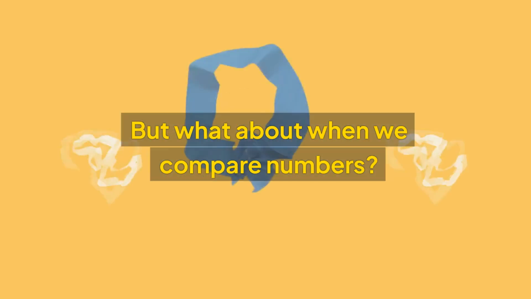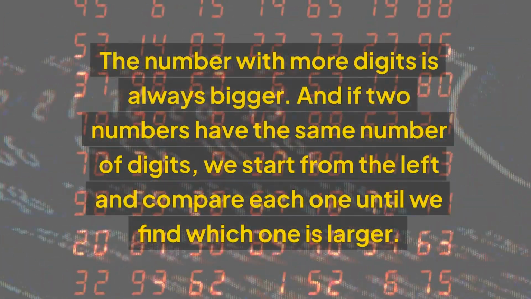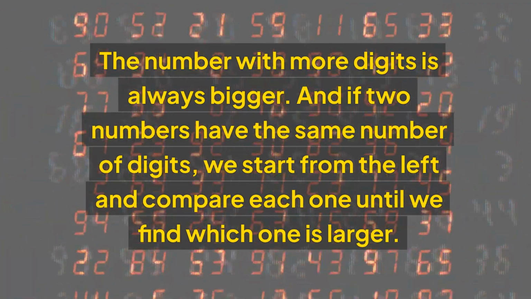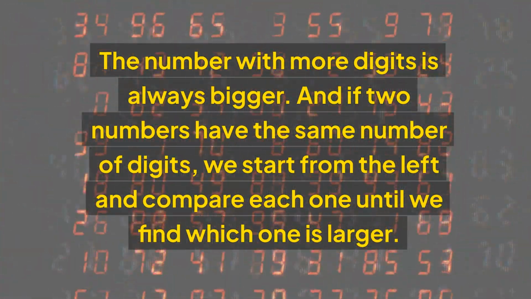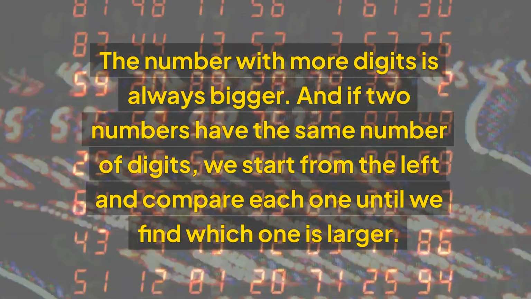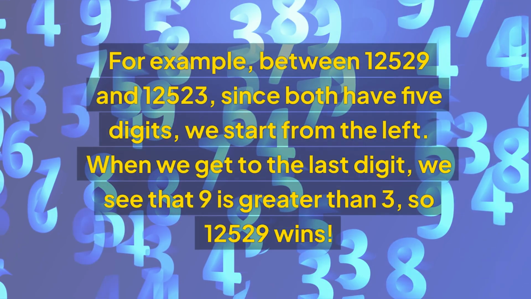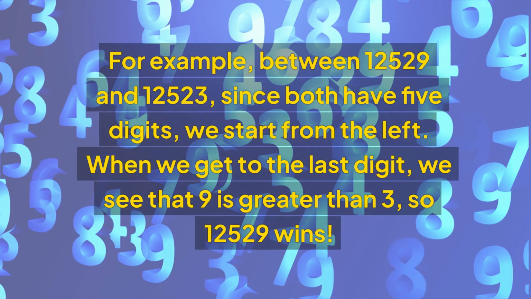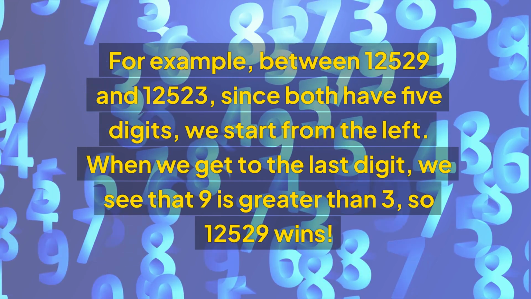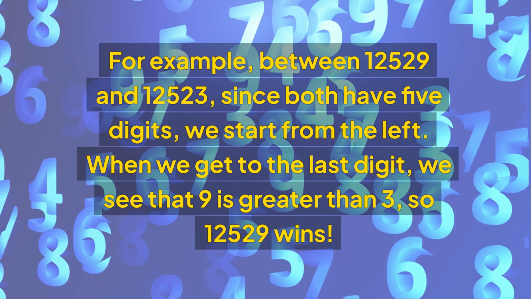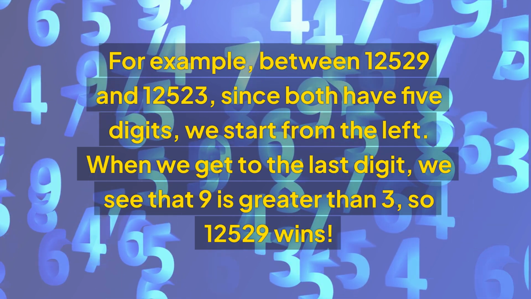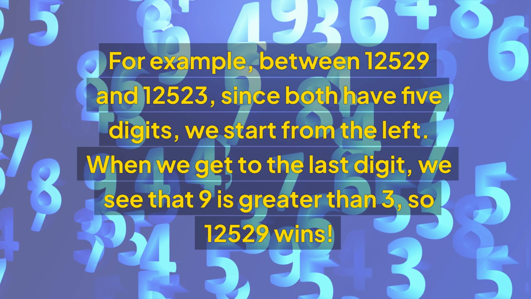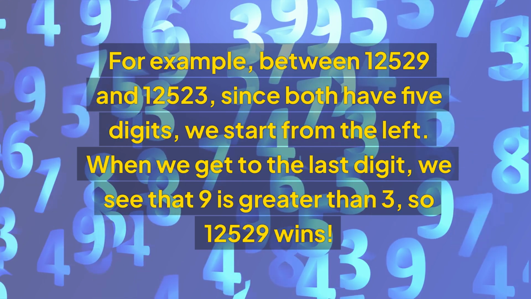But what about when we compare numbers? The number with more digits is always bigger. And if two numbers have the same number of digits, we start from the left and compare each one until we find which one is larger. For example, between 12,529 and 12,523, since both have 5 digits, we start from the left. When we get to the last digit, we see that 9 is greater than 3, so 12,529 wins.